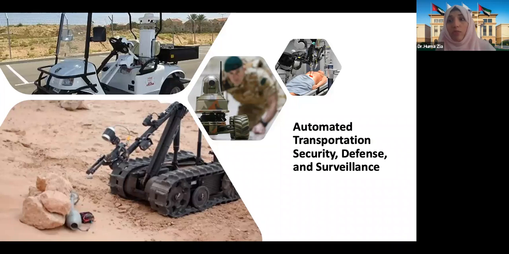Now, for example, automated transportation, security, defense, and surveillance. In the modern world, buses, trams, trains, they are all automated. But vehicles like cars that run in the street are not quite there yet. But obviously, smart cars or self-driving cars are now beginning to emerge. Audi, Mercedes, Google, they're all introducing self-driving cars in addition to Tesla.